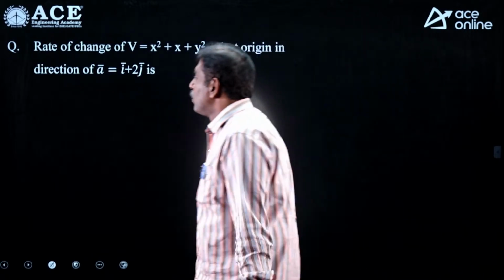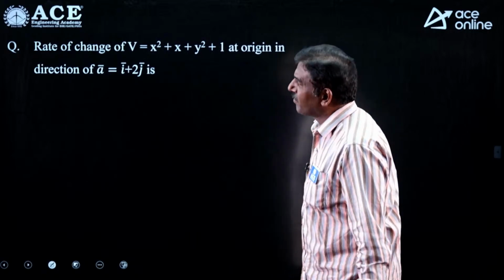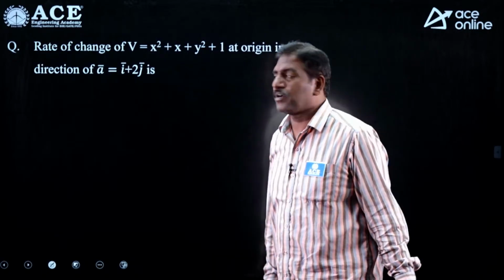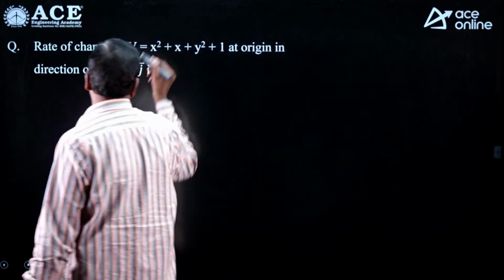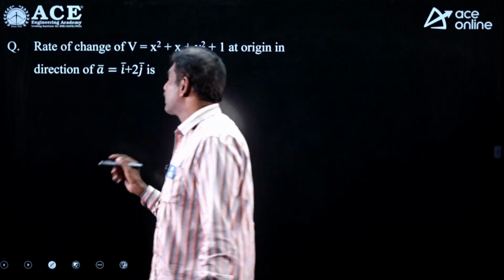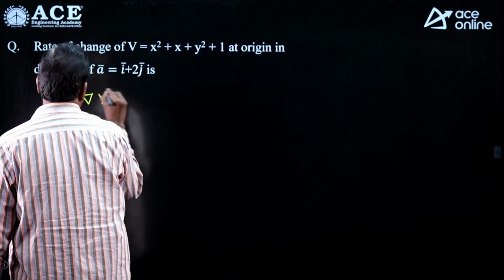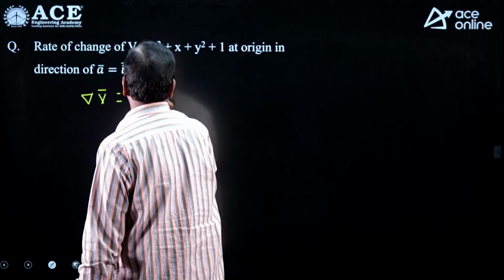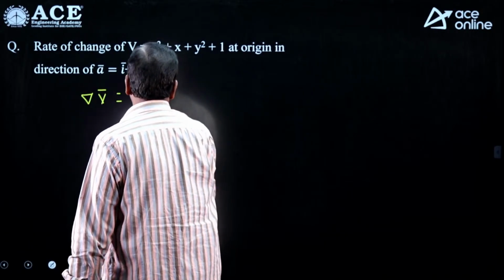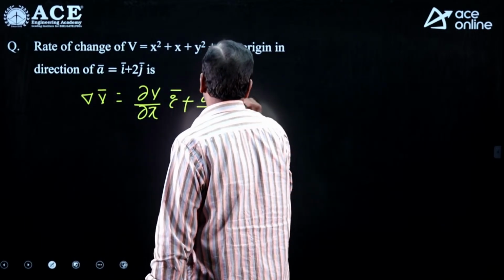Now coming to one more question. The rate of change of V at the origin in the direction of the vector i bar plus 2j bar is given. Rate of change of V means simply what we are asking is the directional derivative. First I have to find the gradient of V. What is the gradient of V? Dou V by dou x i bar plus dou V by dou y j bar.